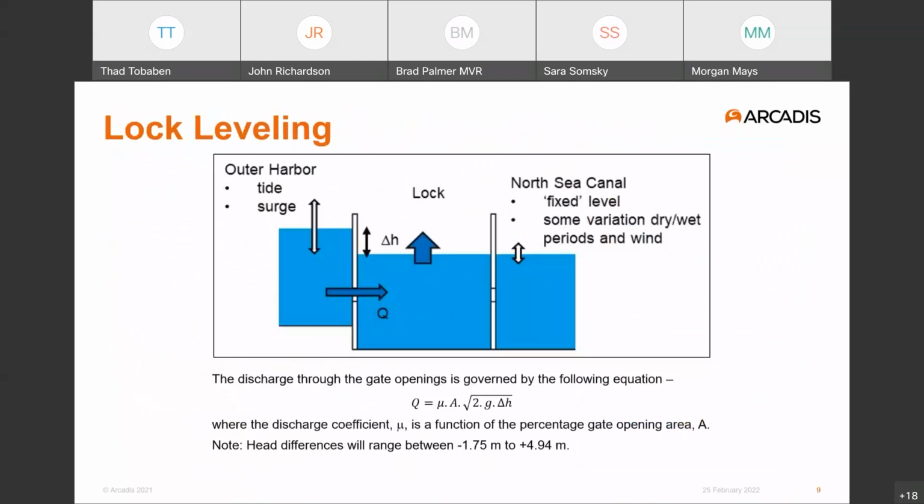With this particular lock, head differences will range between minus 1.75 meters to plus roughly 5 meters. I think the plus 5 meters would be if you have a tide and a surge. Typically, you'd have a higher head on the ocean side and lower head on the land side, and then in the reverse, you'd be looking at a slightly lesser head when flow would be going from the landward side to the ocean side. But that's the range of values that were being considered.